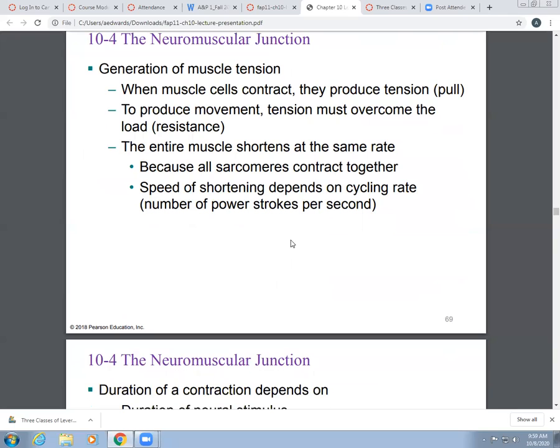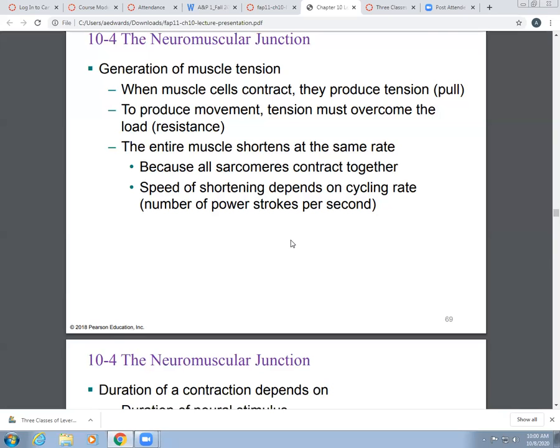All right, so in this whole process of contraction, how do we get muscle tension? When you have contraction, you have pulling, and that creates tension. So in order for you to move your muscles, you have to overcome the resistance, or what we call the load. A lot of times people do weight training and they call that resistance training, because you're pushing against something that's resisting your motion.